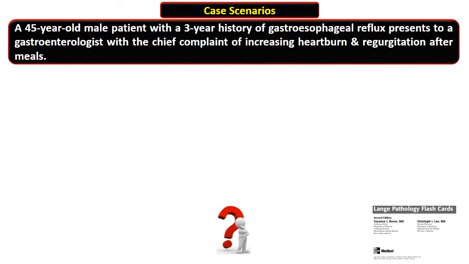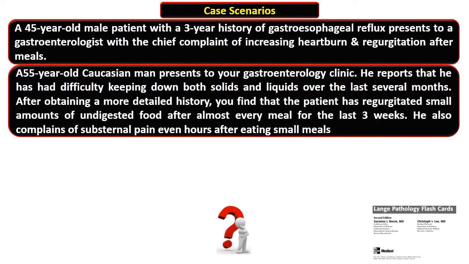First is a 45-year-old male patient with a 3-year history of gastroesophageal reflux present to a gastroenterologist with the chief complaints of increasing heartburn and regurgitation after meals.